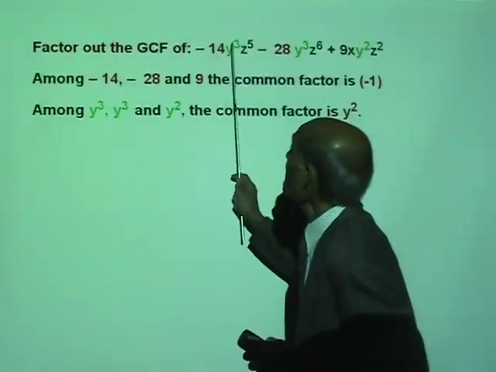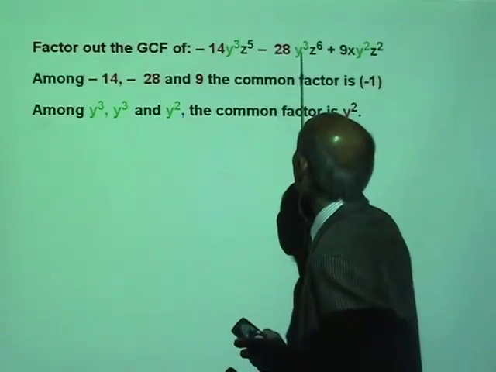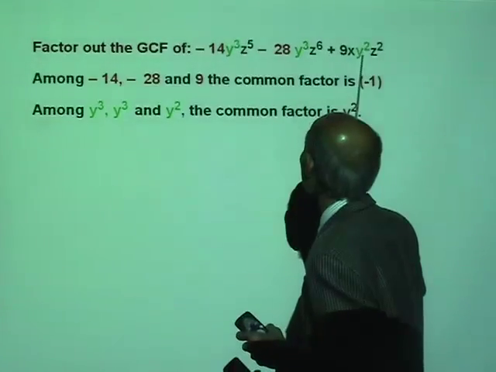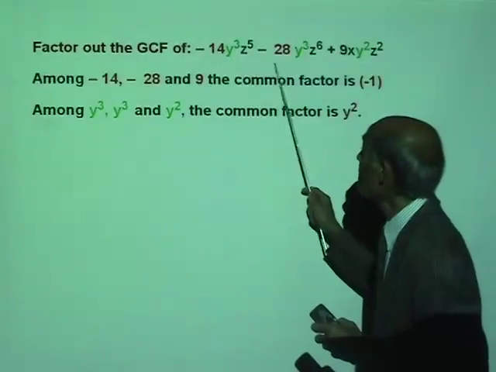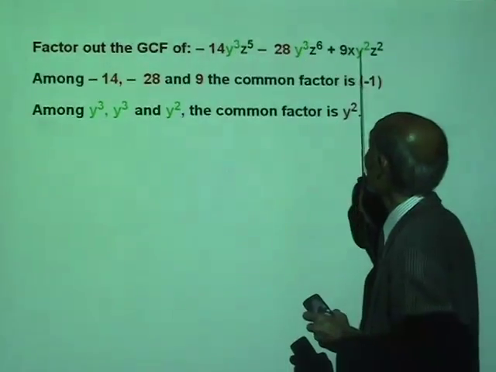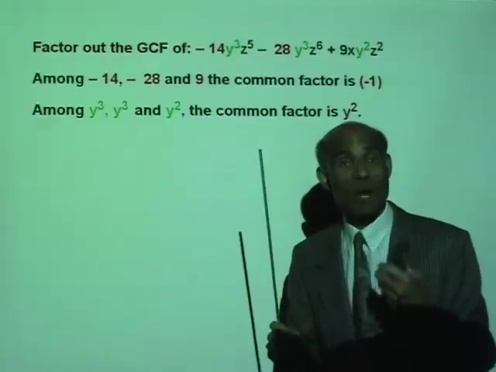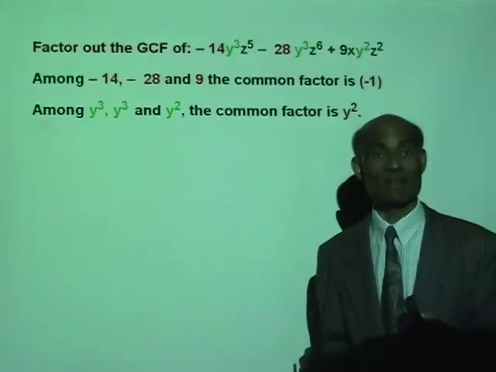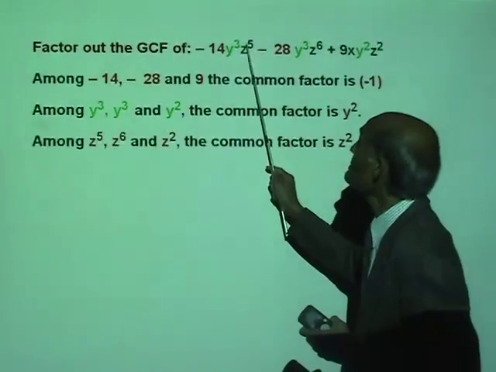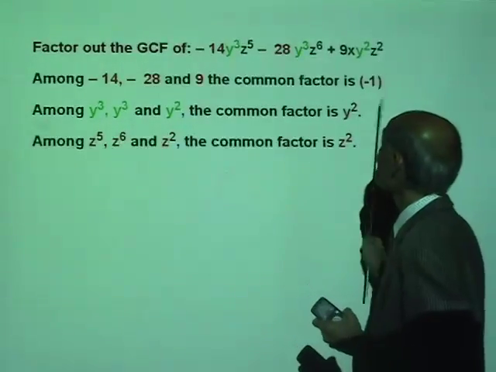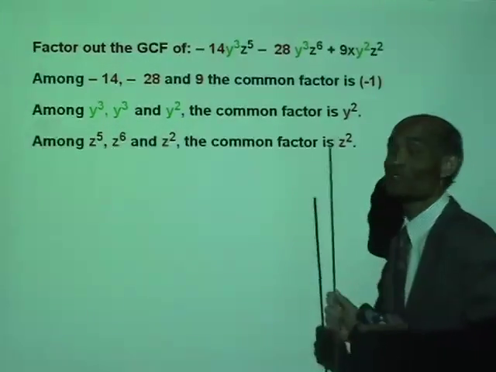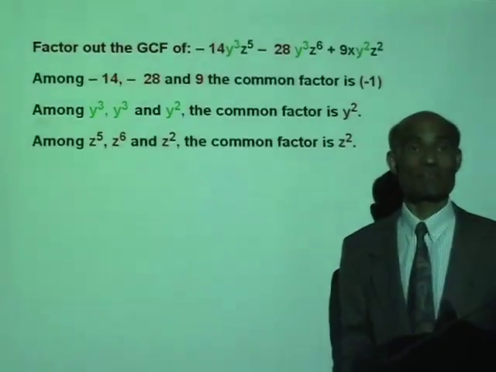Now, among y cubed and y squared, can you figure out the common factor? Among y cubed and y squared, the common factor is y squared. And among z to the 5, z to the 6, and z squared, the common factor is z squared.